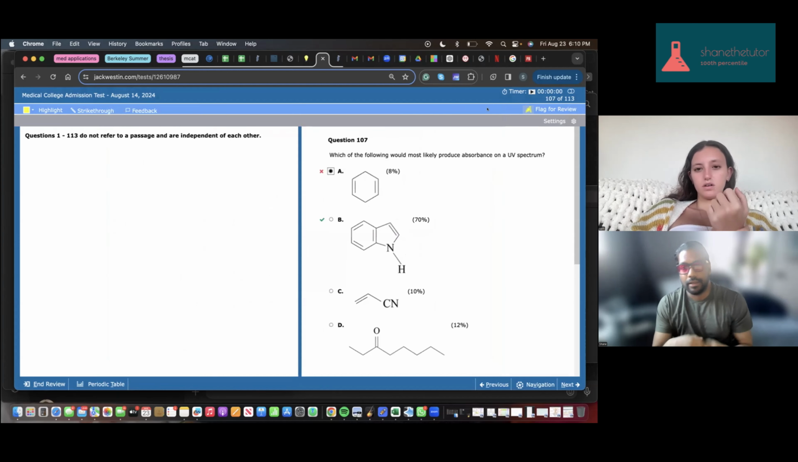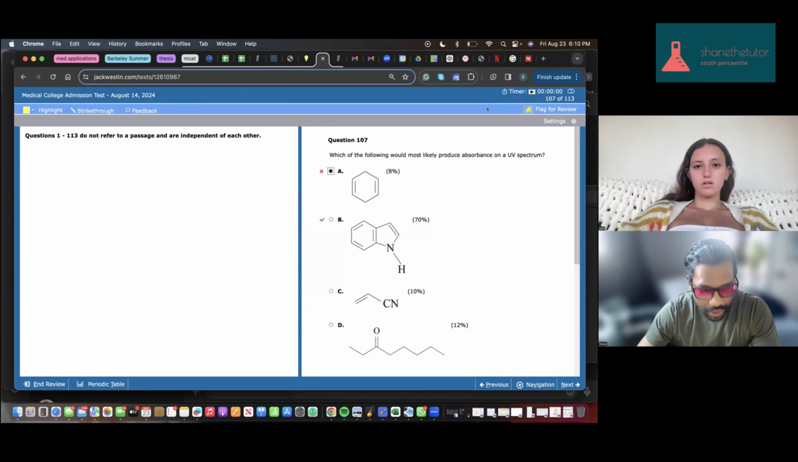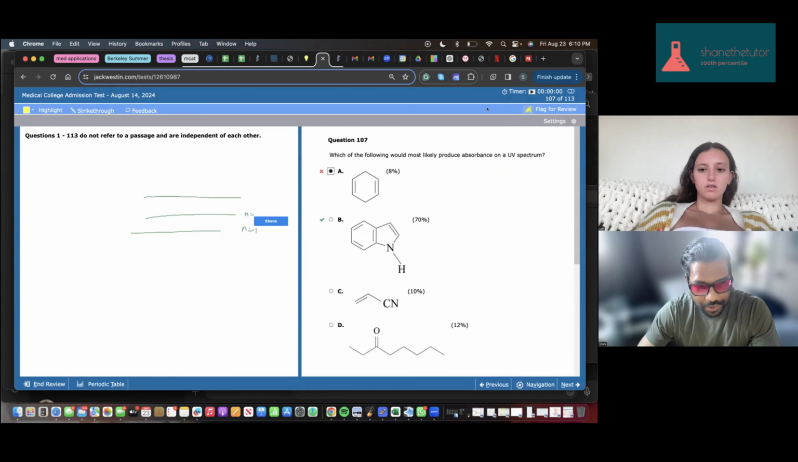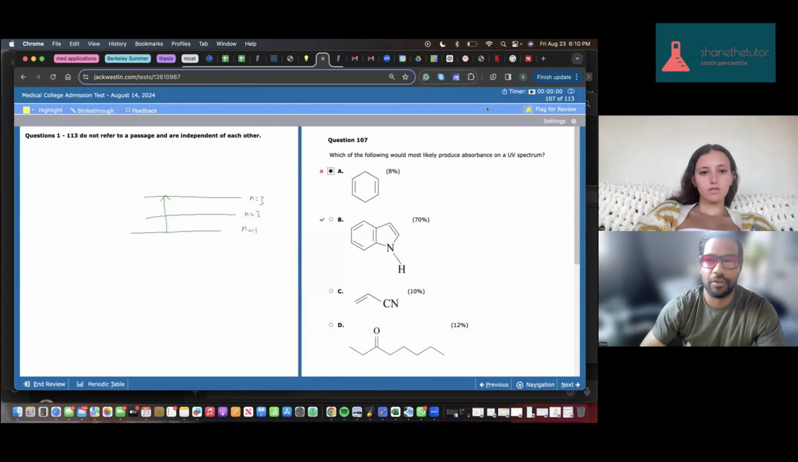So if you look at n equals 1, n equals 2, n equals 3. If a photon that has enough energy to excite an electron from n equals 1 to n equals 3, right? Typically, it will go back down to 1 and emit a photon of that same energy, right?